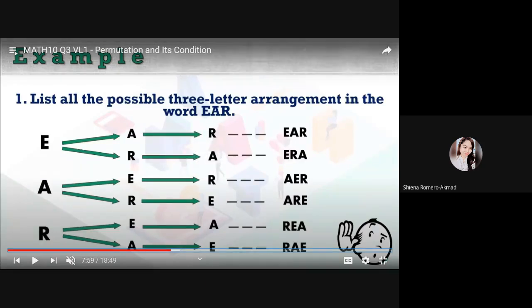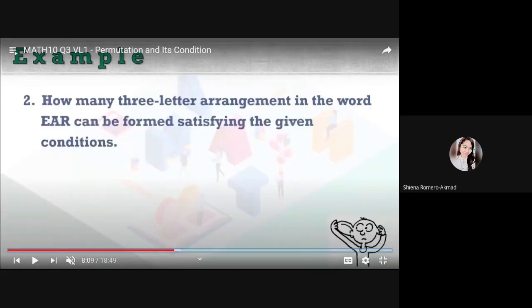So all in all, we have how many possible three-letter arrangements? Ilan yung na-form natin? 6. So we formed 6 three-letter arrangements using the letters in the word ear.